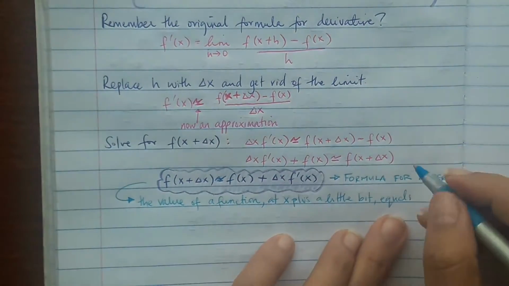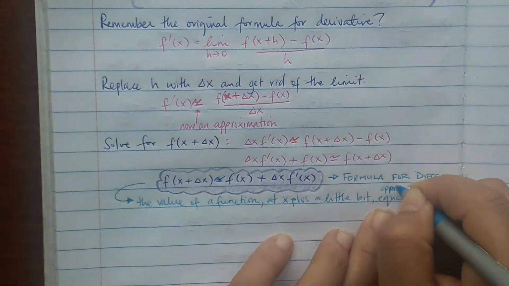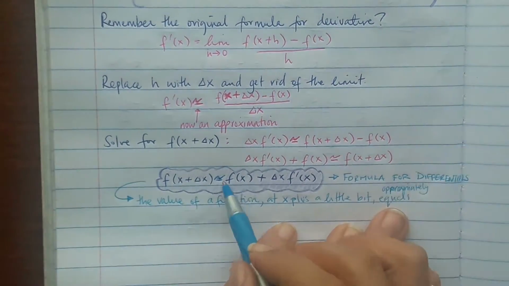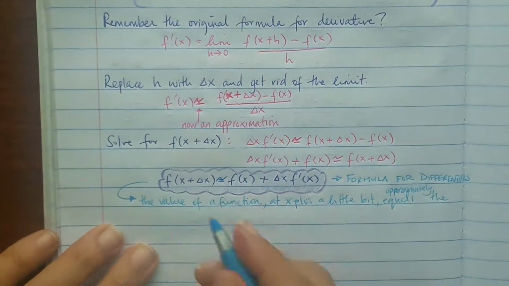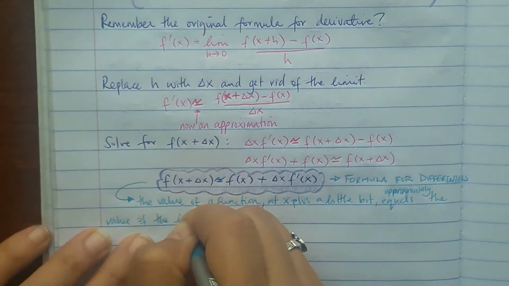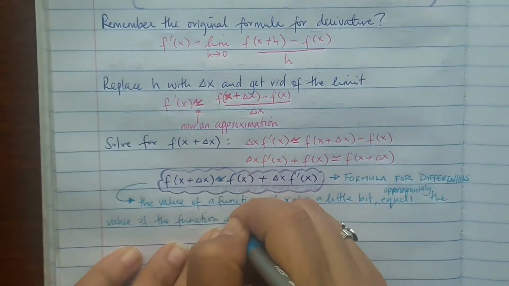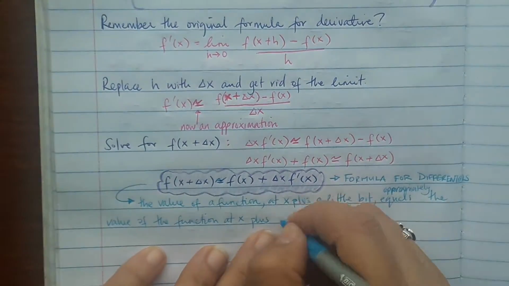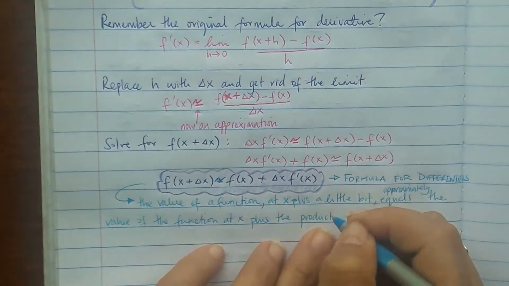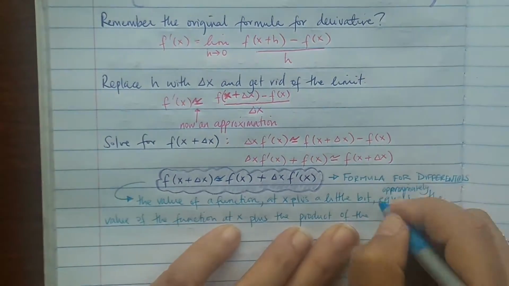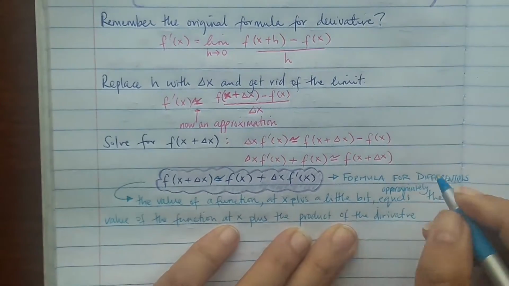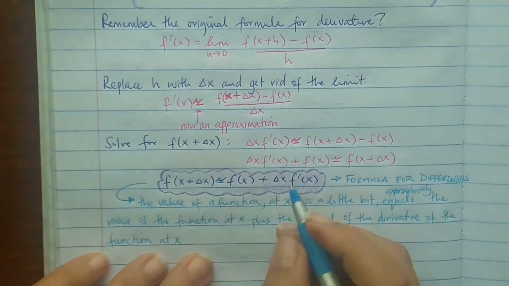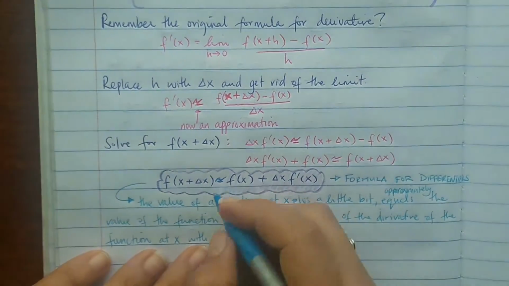And I always forget to do that. It's approximately equal. It's not exactly equal. It's approximately equal to the value of the function at x, right? That's f of x, plus the product, because now you're going to multiply the two things together, the product of the derivative of the function at x with a little bit. Alright, so I just basically put this in words.